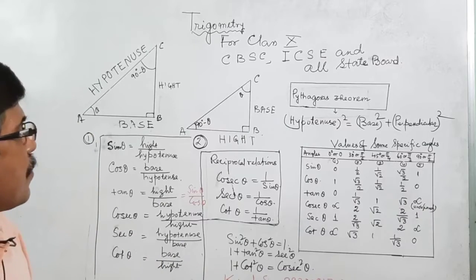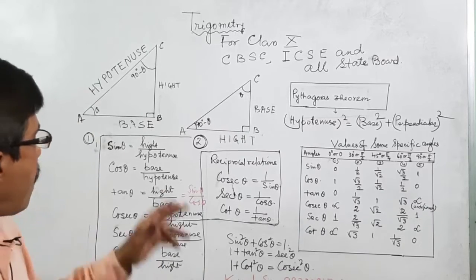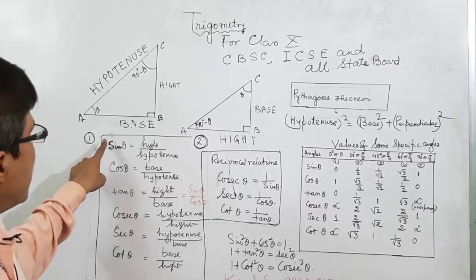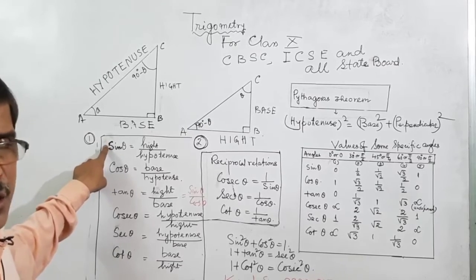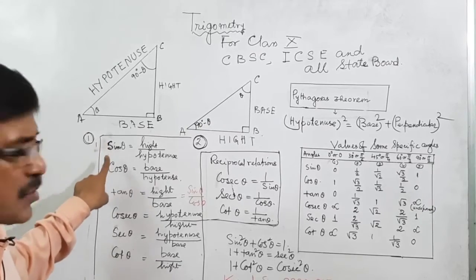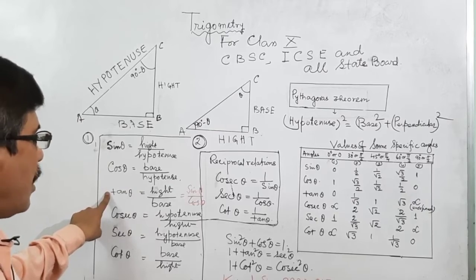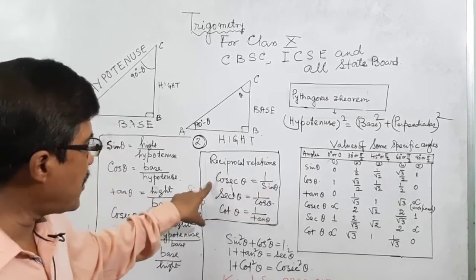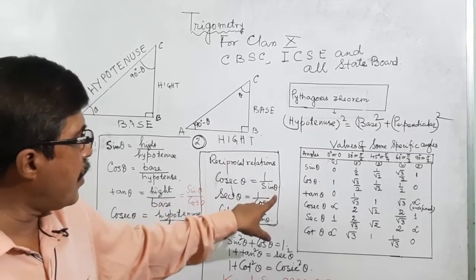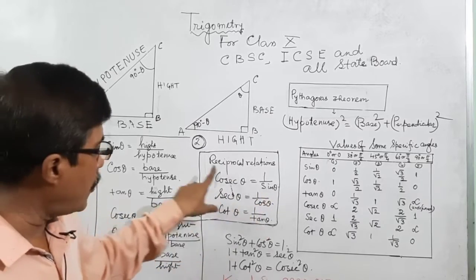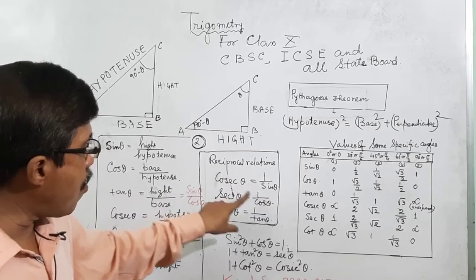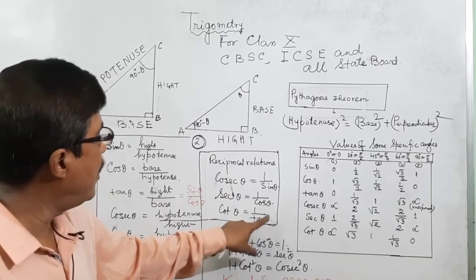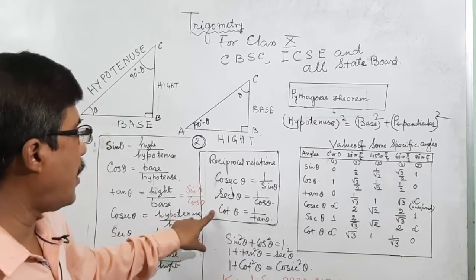Then there are the reciprocals of the basic trigonometric ratios sin theta, cos theta and tan theta. 1 by sin theta equals cosec theta, 1 by cos theta equals sec theta, and 1 by tan theta equals cot theta.